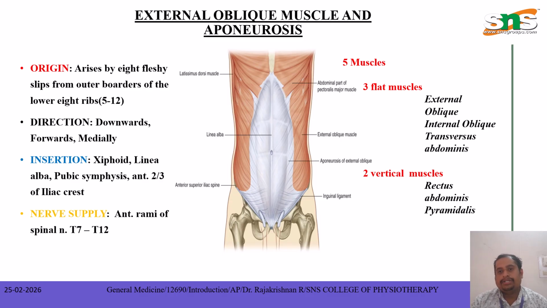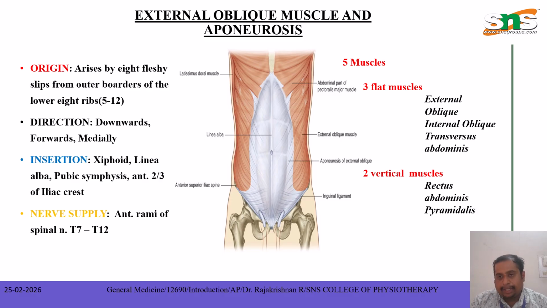There are totally 5 muscles. Three flat muscles among these are the external oblique, internal oblique, and transversus abdominis, and two vertical muscles called rectus abdominis and pyramidalis. Coming to these muscles, there is an important and interesting fact. The external oblique lies outside and the muscle itself is oblique, so it is called external oblique, and the internal oblique is the oblique muscle lying internally in the abdomen.